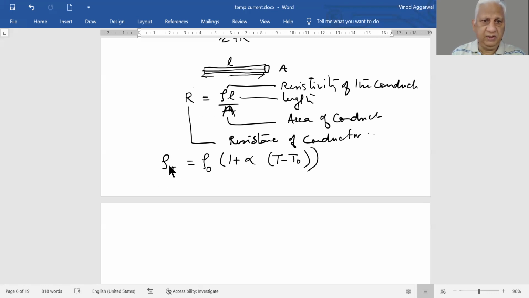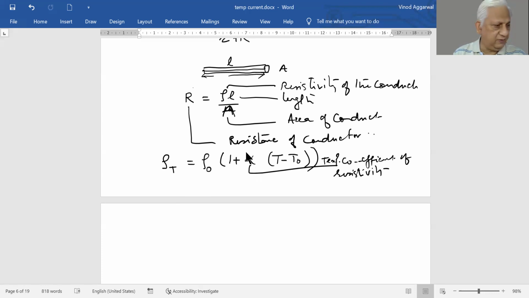This is the resistivity at any temperature T. This is the resistivity at temperature T0. And alpha is the temperature coefficient of resistivity. So if you know the resistivity at one temperature, you can find the resistivity at another temperature, given that alpha is known to you.